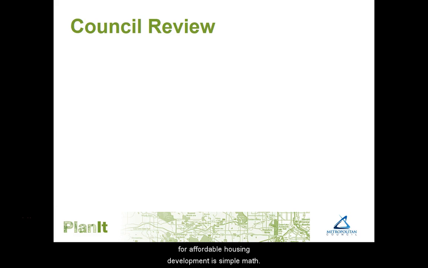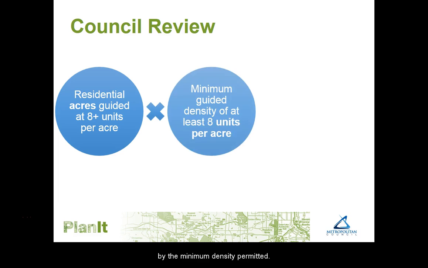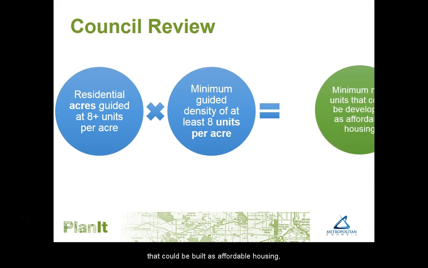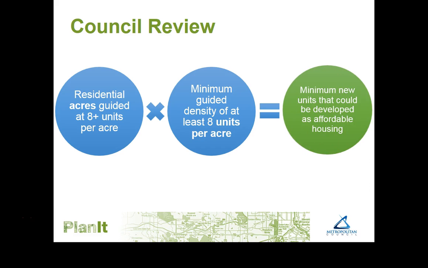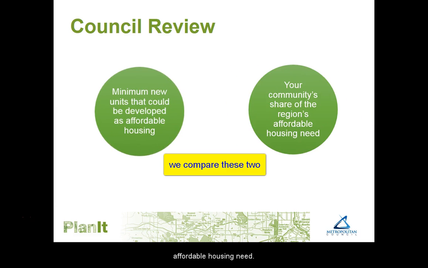Tracking land available for affordable housing development is simple math. We start by calculating how many high-density residential acres are available for development or redevelopment in the 2021 to 2030 decade. Then, we multiply each of the available acres by the minimum density permitted. The result is the minimum number of units that could be built as affordable housing, and we compare that number to your community's affordable housing need.